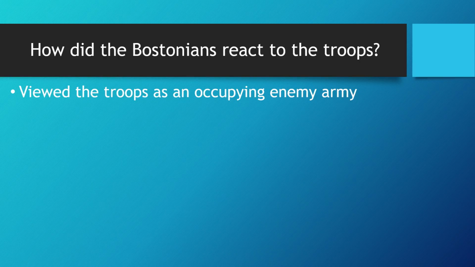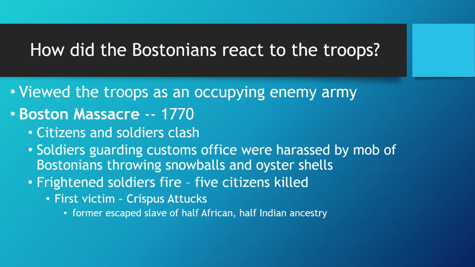The citizens of Boston viewed these troops as an occupying enemy army. They thought of themselves as British citizens, and the presence of the troops was particularly offensive. The city was ready to explode because of the tension between the civilians and the soldiers. This brings us to the Boston Massacre of 1770.